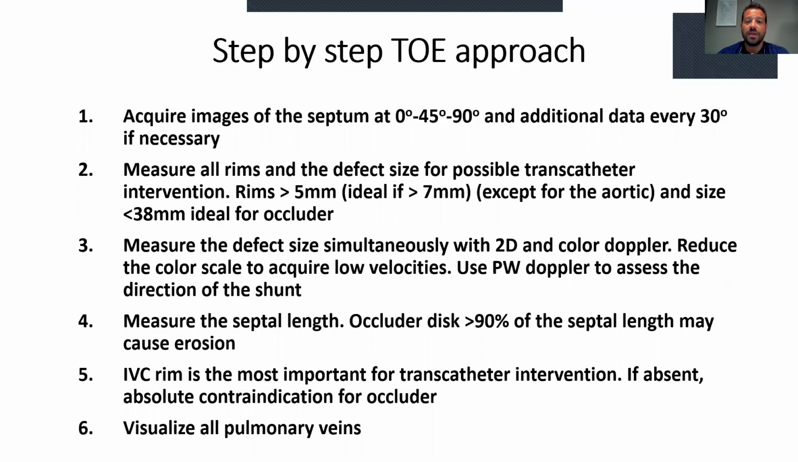From all the rims, we can say that we don't care if we don't have the aortic rim, but the IVC rim, the inferior vena cava rim, is the most important, because if it is absent, this is an absolute contraindication for a transcatheter occlusion.